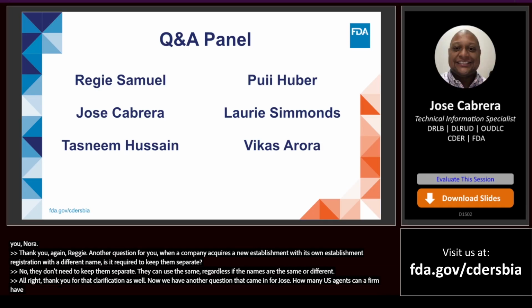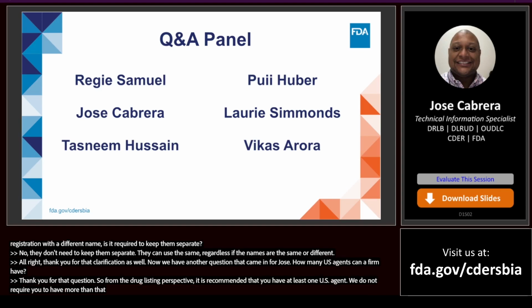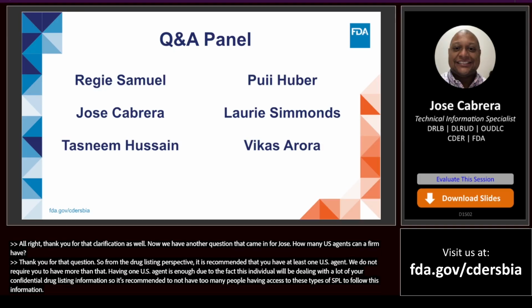Thank you for that question. From a drug listing perspective, it is recommended that you have at least one U.S. agent. We do not require you to have more than that. Having one U.S. agent is enough due to the fact that this individual will be dealing with a lot of your confidential drug listing information. So it's recommended to not have too many people having access to these types of SPLs with all of this information. So having one U.S. agent would be recommended from an eDRLS perspective. Thank you.